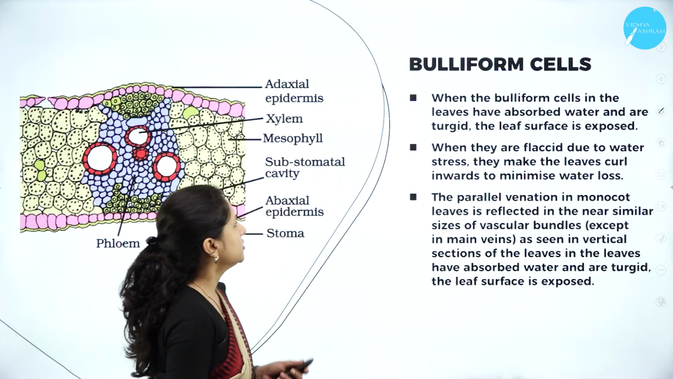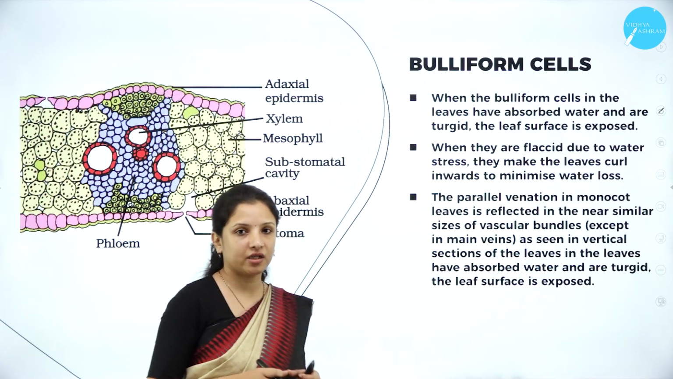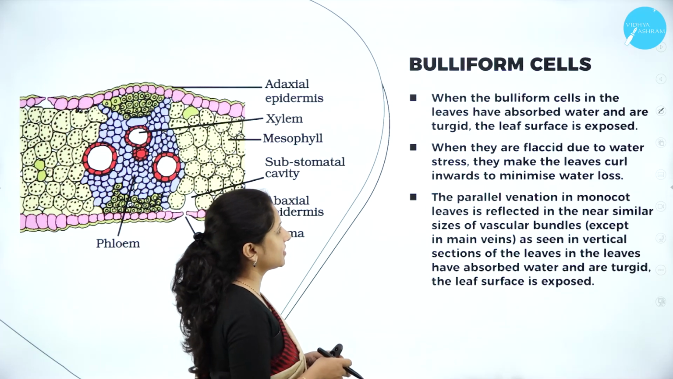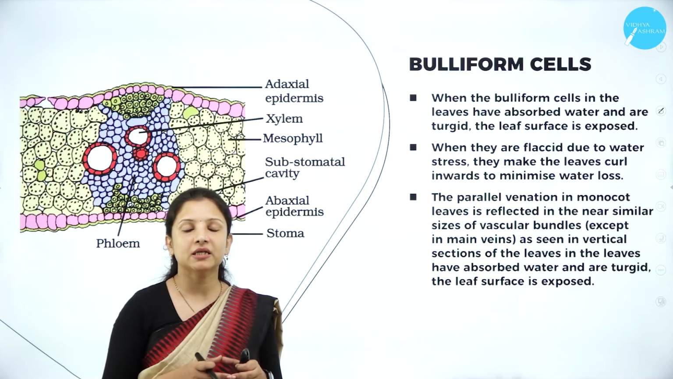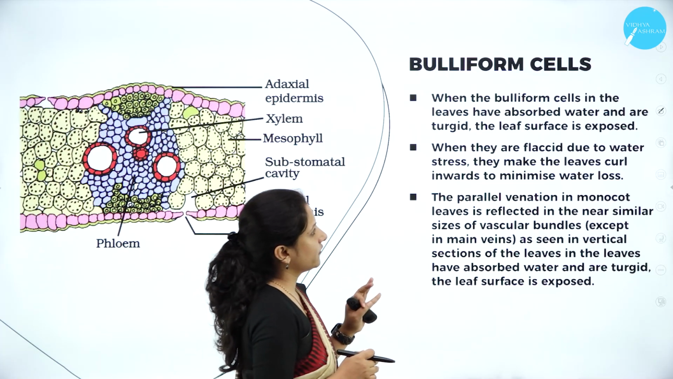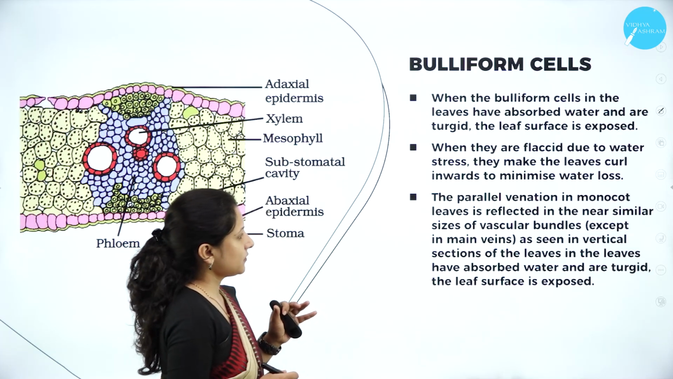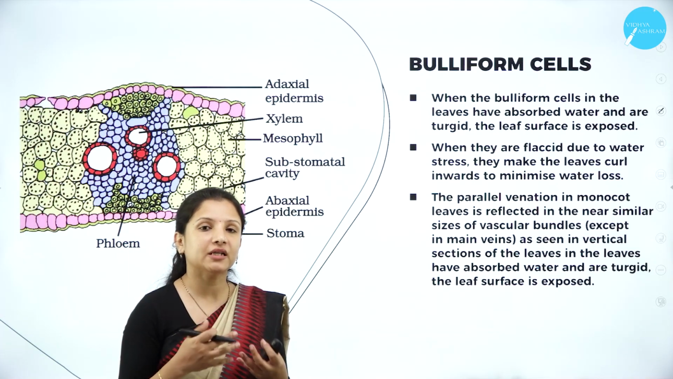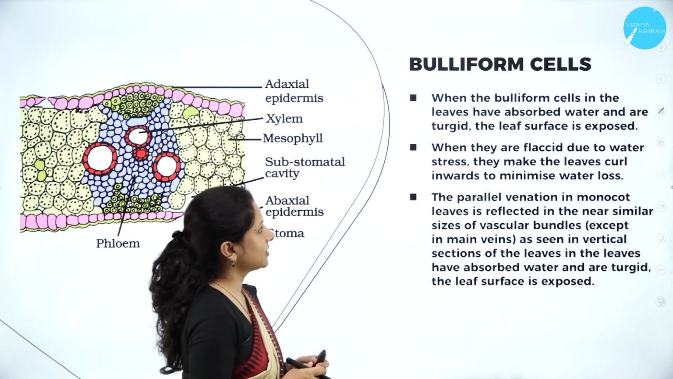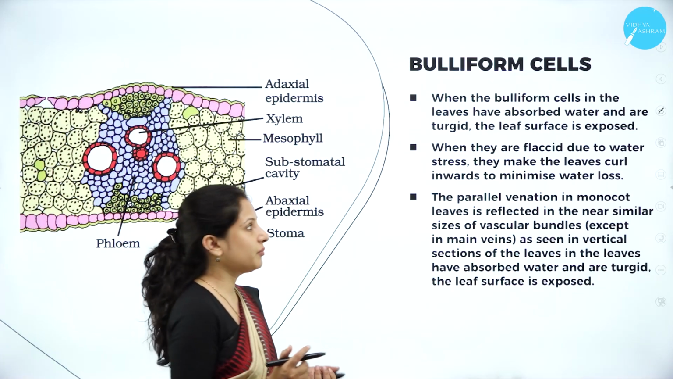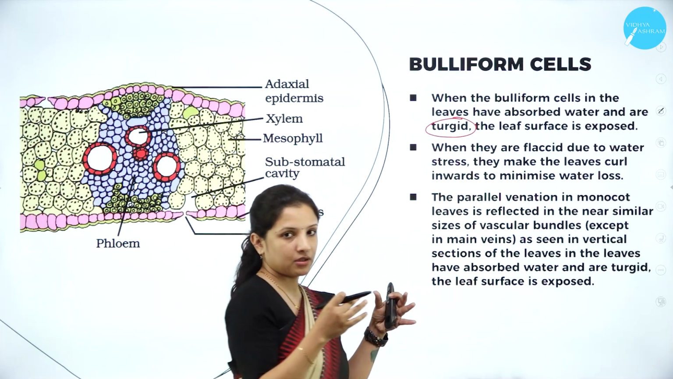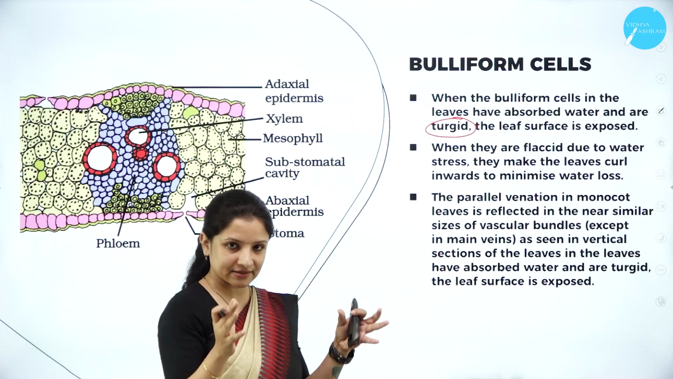What are they? Bulliform cells have a particular function. So what is the function? Usually bulliform cells help in maintaining the shape of the leaf, and they also help in the process of transpiration. When the bulliform cells in the leaves have absorbed water, they become turgid. Turgid means they swell up, and therefore the leaf surface gets exposed.